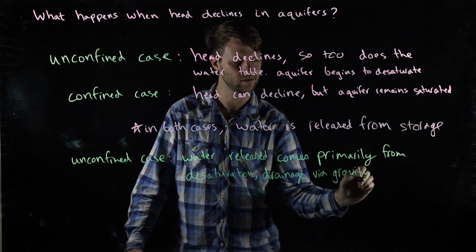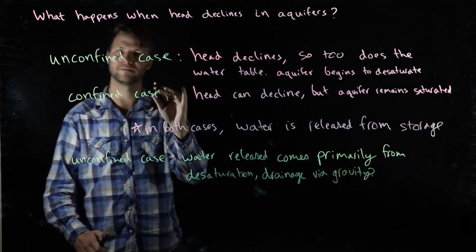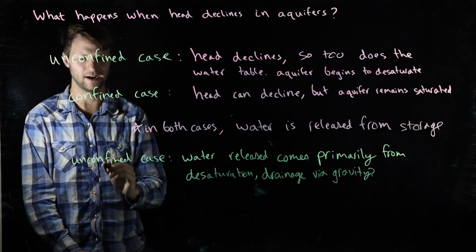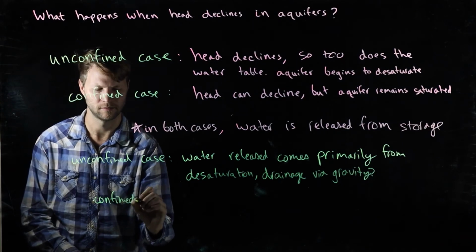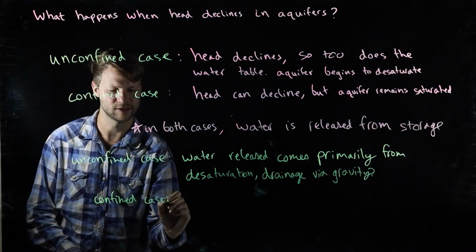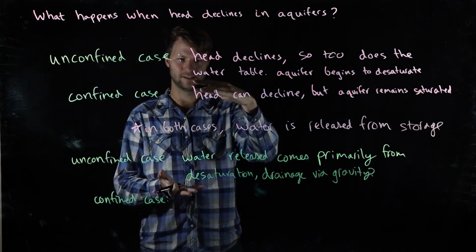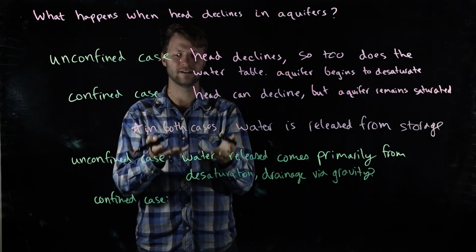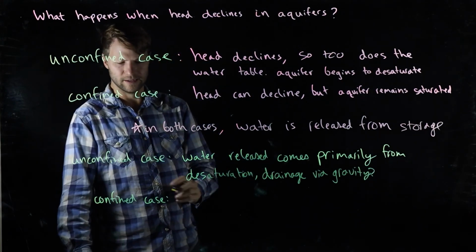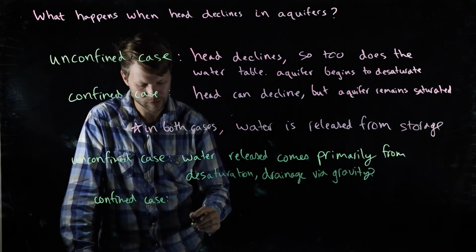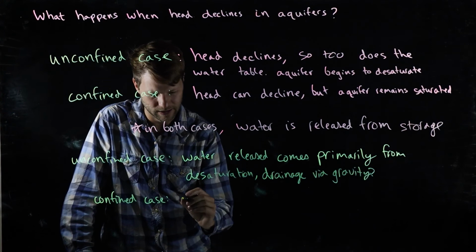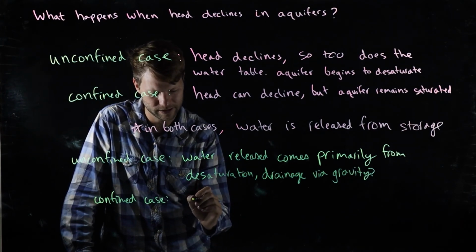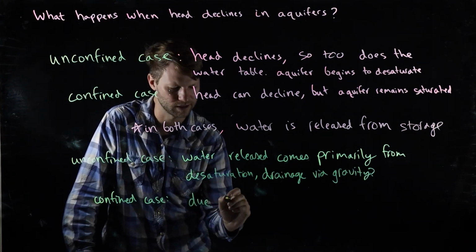Where do you think the water is coming from if the head drops in a confined aquifer? It's a bit more interesting. We know that it's remaining saturated. It's not like it's draining and air is entering. In the confined case, the water that's released and coming from storage is primarily due to compressibility.